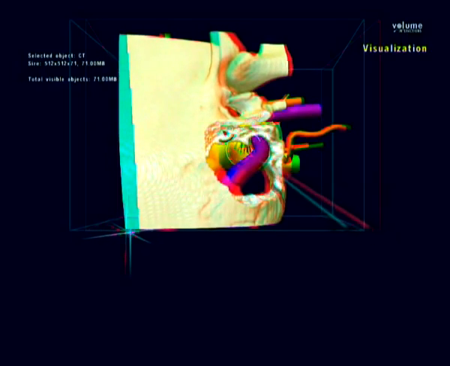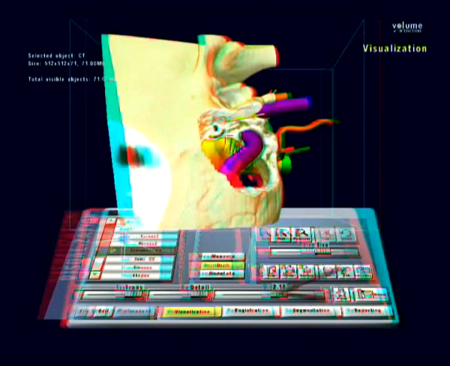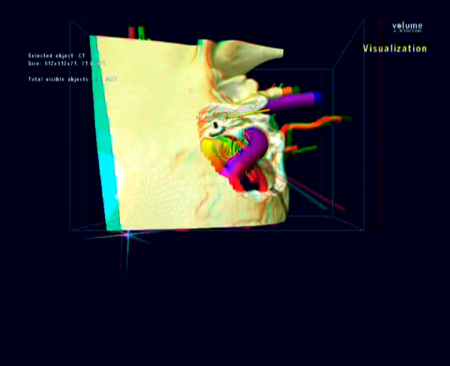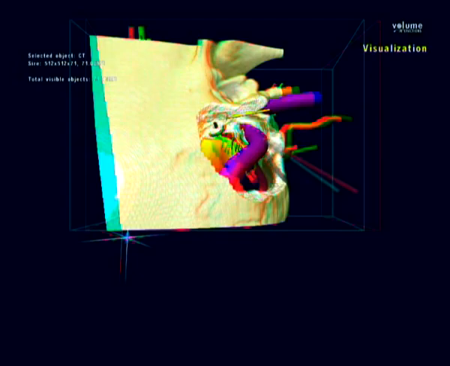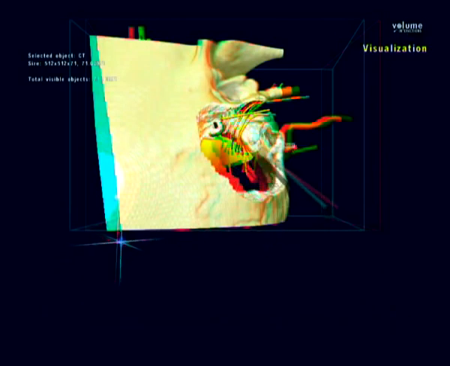The drilling is now taken much more extensively to show the suprasigmoid portion of the jugular foramen and to expose the junction of the sigmoid sinus and the jugular bulb. These venous structures can also be removed to provide a more complete exposure of the cranial nerves in the jugular foramen.